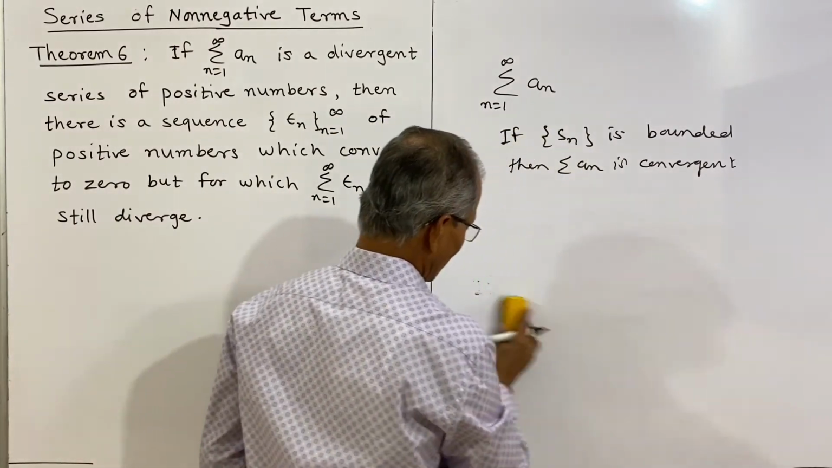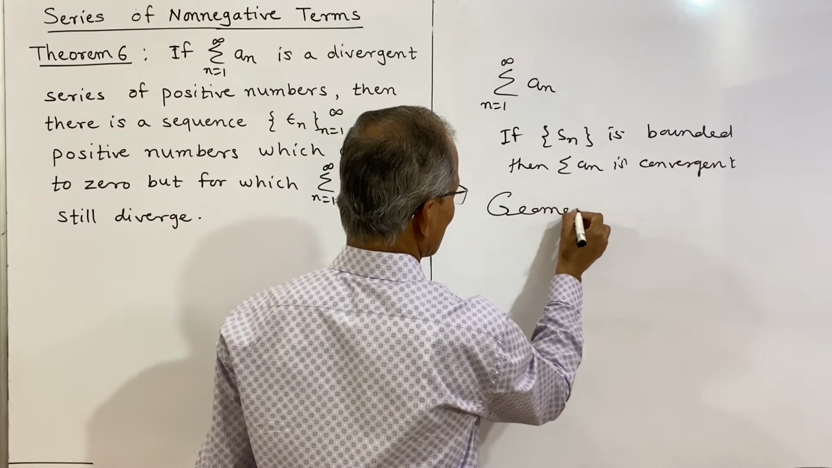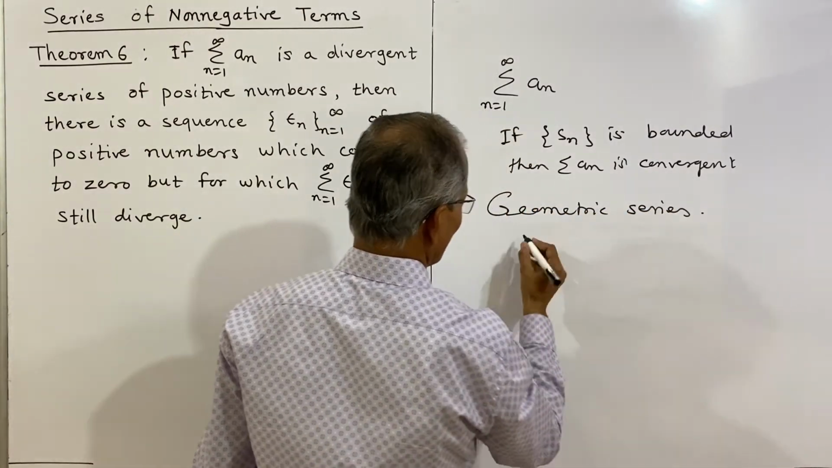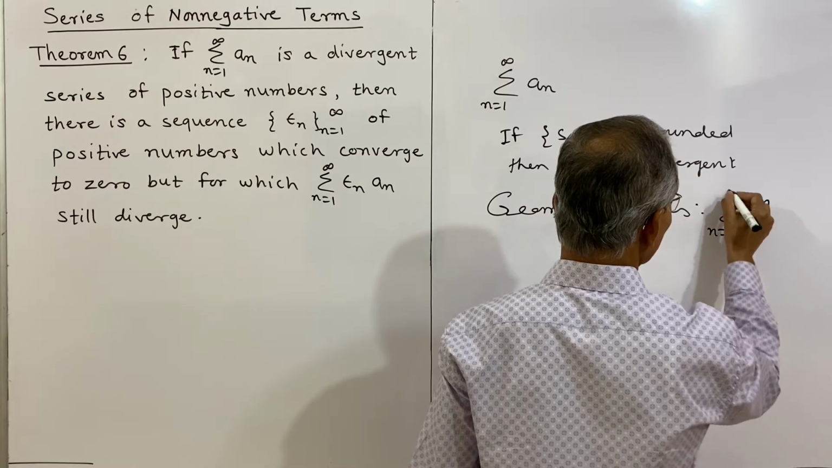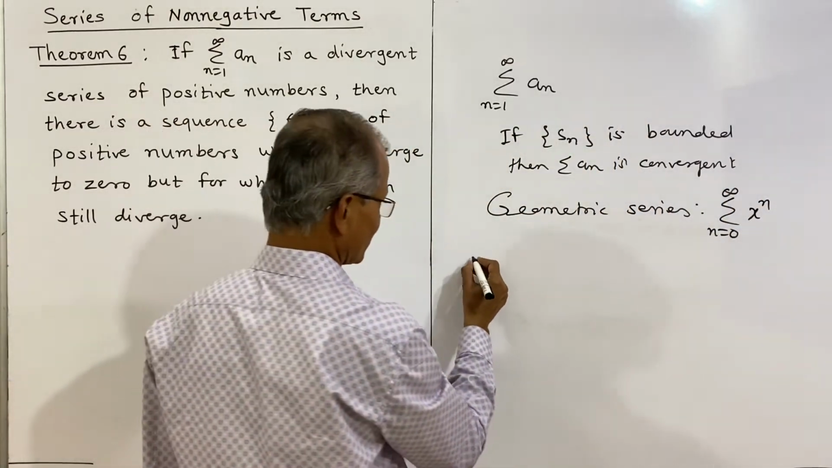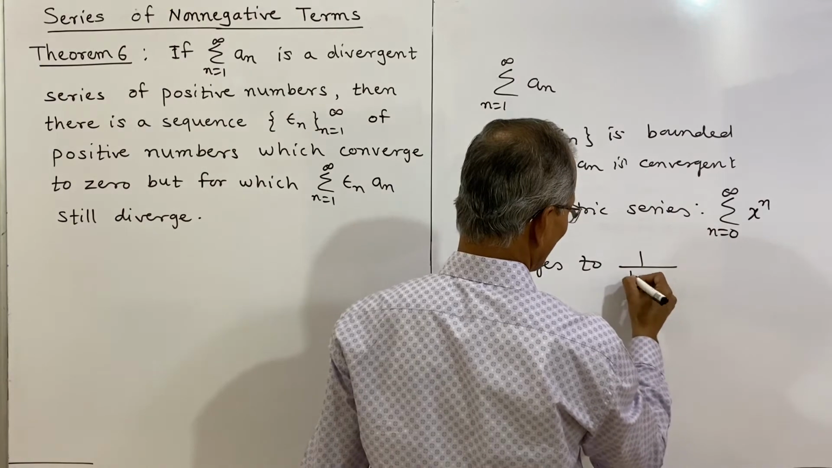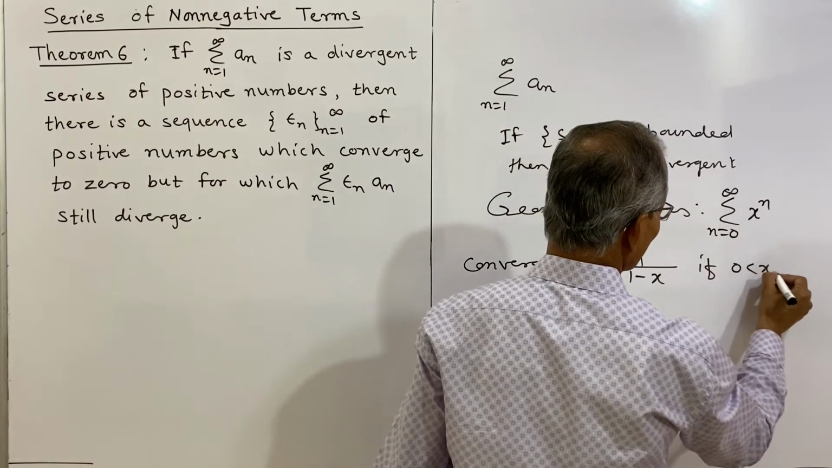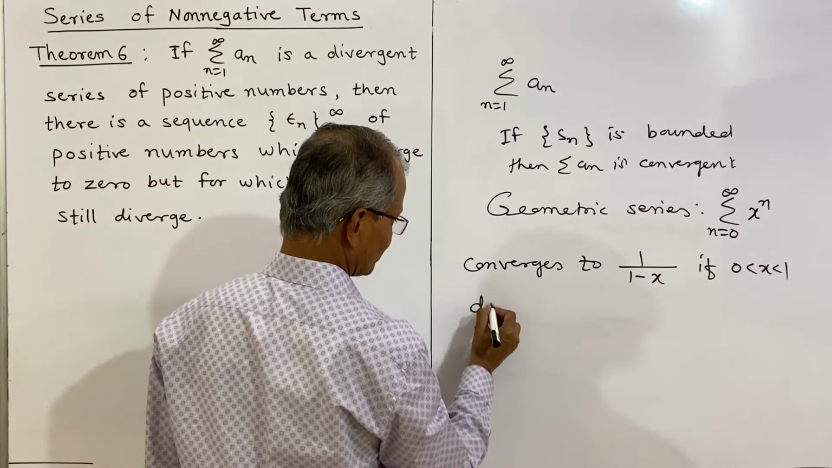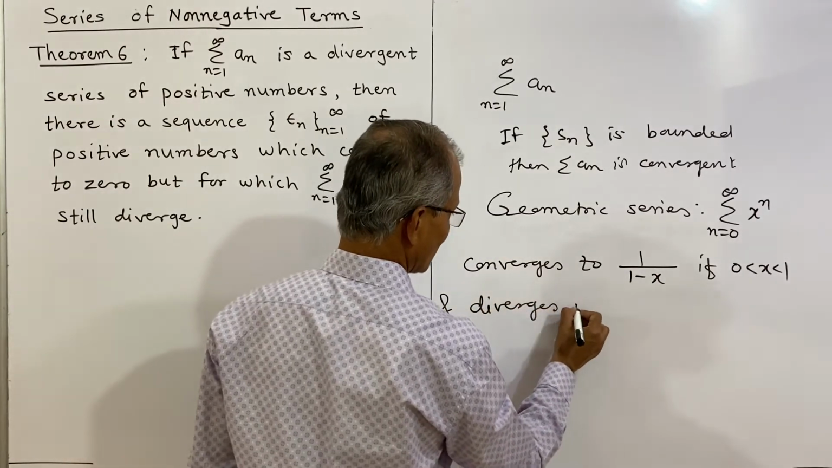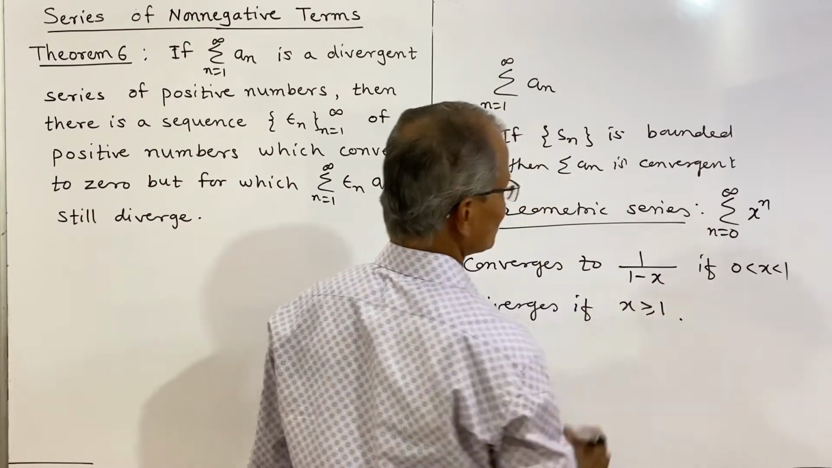And further, we have studied what is known as a geometric series. That geometric series is denoted by x power n, n takes value 0 to infinity. Then this series is convergent, converges to 1 upon 1 minus x if 0 is less than x is less than 1. So this is a result, and this series diverges if x is greater than or equal to 1. So this is the result we have seen for geometric series.